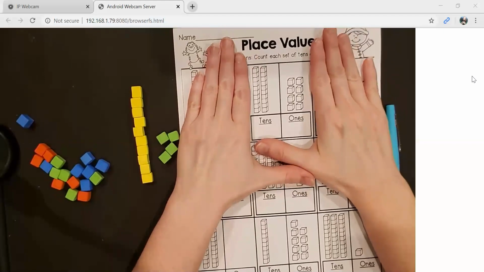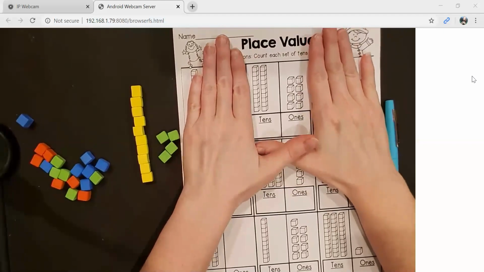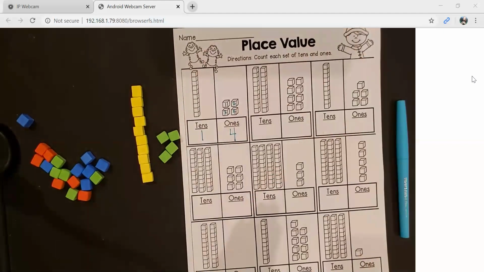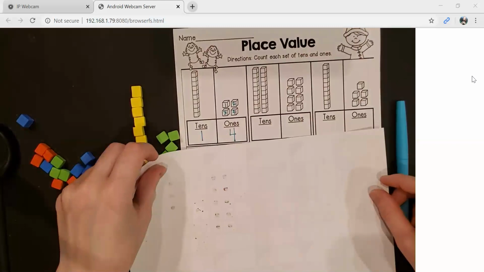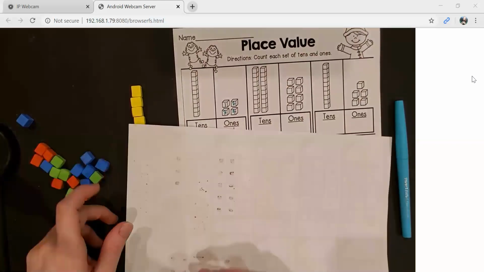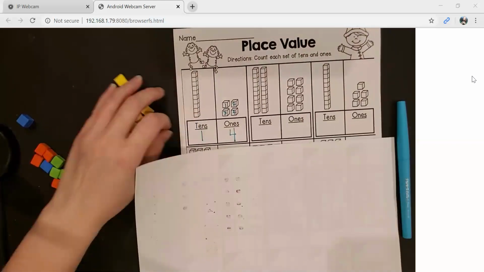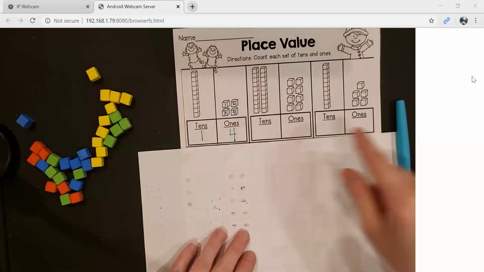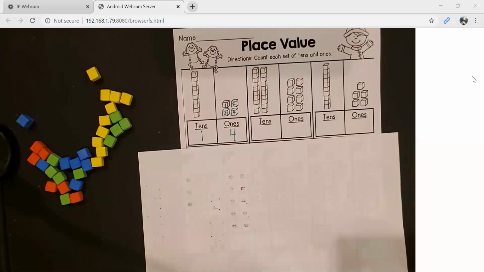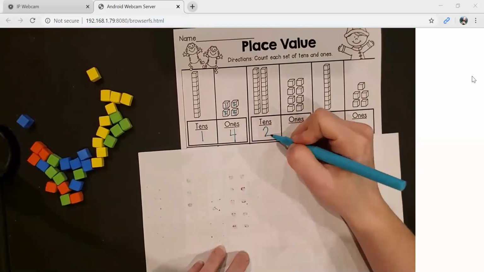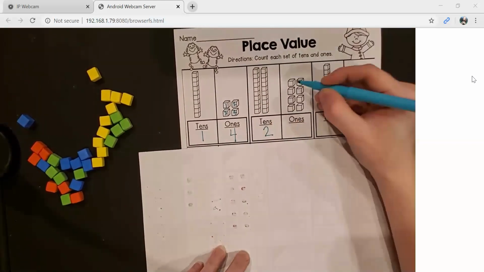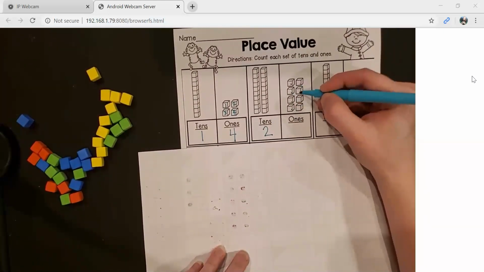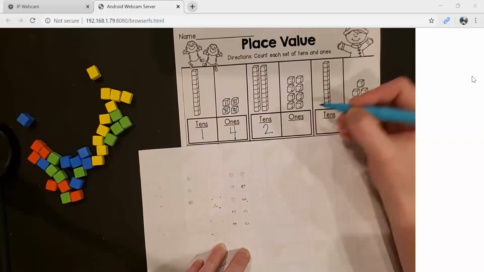I know it's a busy page, so if you got to cover up part of it, you can totally do that, families. You can take another page, cover it up, whatever you need to do to help keep them on track. Okay, this one has 2 longs, 2 10 sticks. So I have 2 10s and 1, 2, 3, 4, 5, 6, 7, 8 ones.